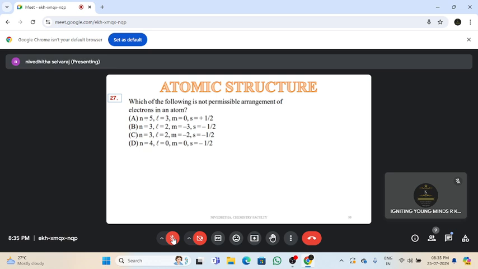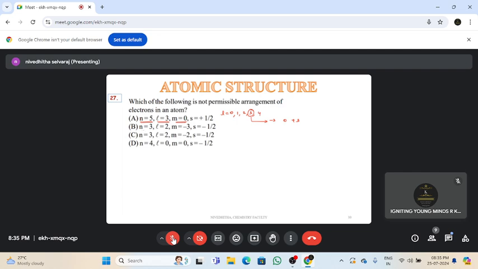So in first option, n is equal to 5. If the shell is fifth shell, in fifth shell we'll be having 5 subshells. L is equal to 0, 1, 2, 3 and 4. So L is equal to 3 is permissible one. So in L is equal to 3 subshell, we'll be having orbitals like -3 to +3 through 0, right? So M is equal to 0 is permissible. And in which electron will be there? It can be plus half or minus half. So this is a permissible one and this is not the answer.